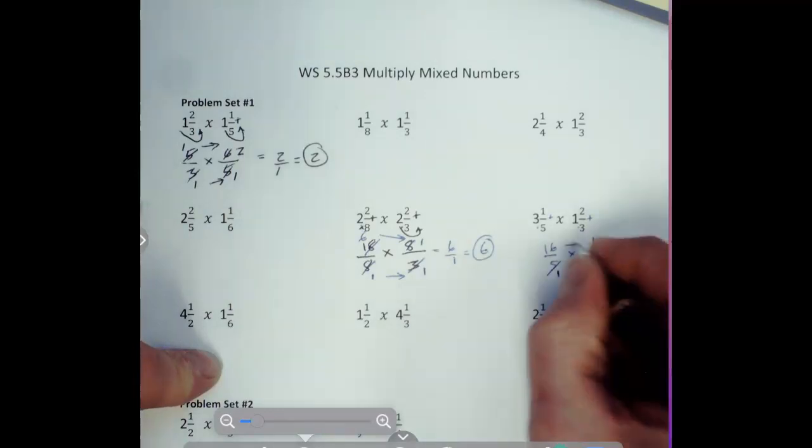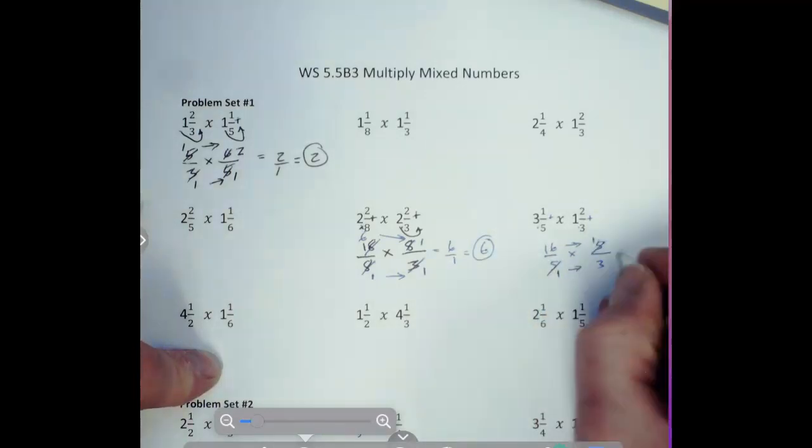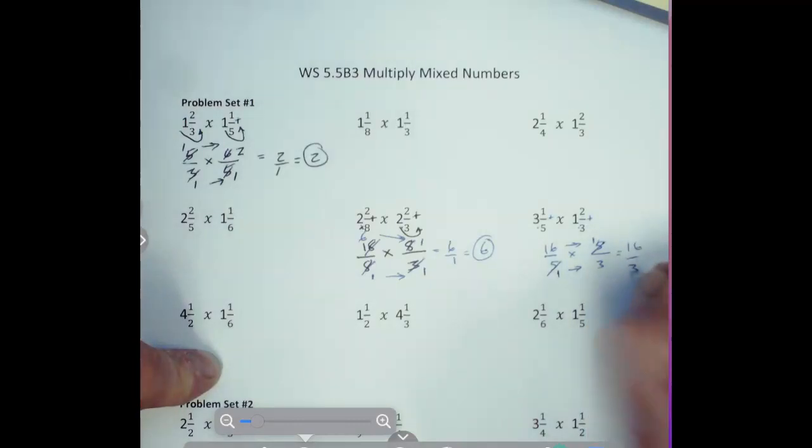And just simply multiply across. We got 16 on top, we got 3 on the bottom. Okay, 16/3. That's really the same as 5 and 1/3.